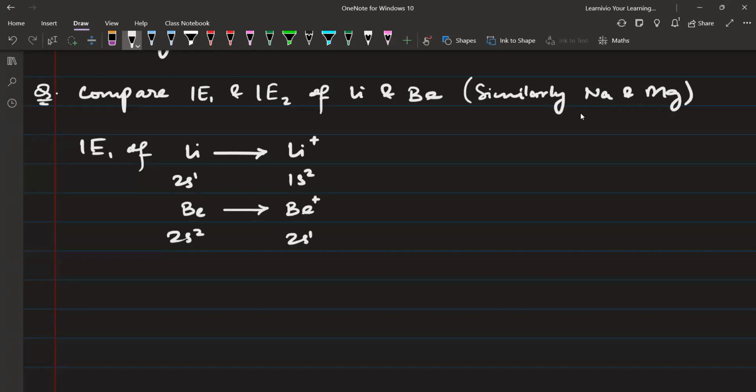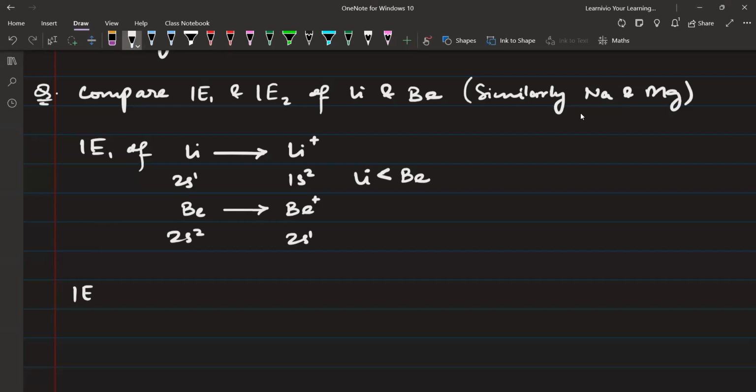Obviously, we can say that since lithium is going from 2s1 to 1s2, which is a noble gas configuration, lithium's first ionization enthalpy will be smaller than that of beryllium. Because beryllium has more protons, its effective nuclear charge will be higher, and it comes after lithium. Across a period, the ionization enthalpy is going to increase. That is why beryllium is going to have higher ionization enthalpy than lithium.